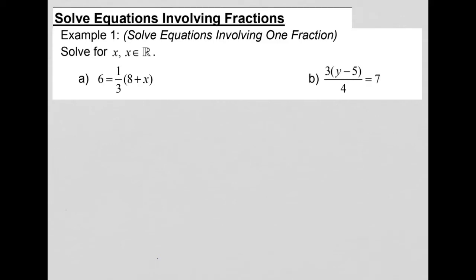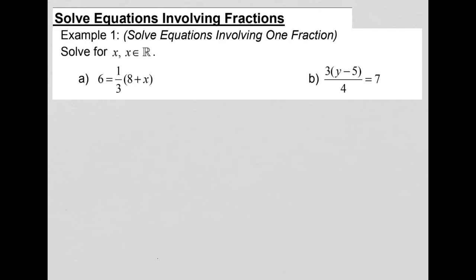In this lesson, we will focus on how to solve equations involving fractions. Look at example 1a. There is a 1 over 3 as a fraction. The common denominator right now is going to be 3, because 3 is the only one we see in the denominator. So in order to get rid of the denominator of 3, I have to multiply by 3 on both sides.